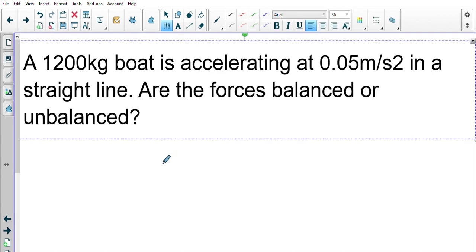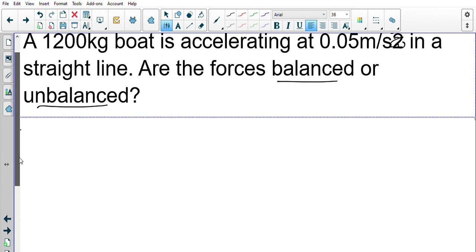All right, going on. We've got a 1,200 kilogram boat, and it's accelerating at so many meters per second squared in a straight line. Are the forces balanced or unbalanced? What we're going to have is unbalanced. This is the correct answer. It's the correct answer because it's accelerating.